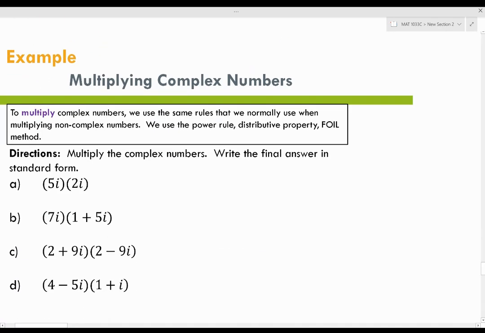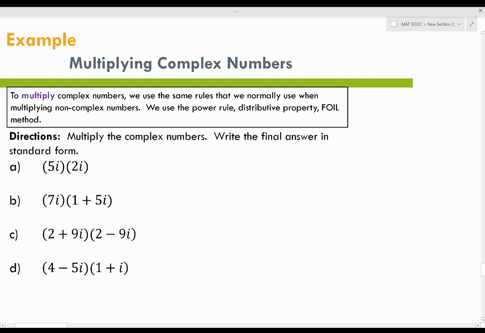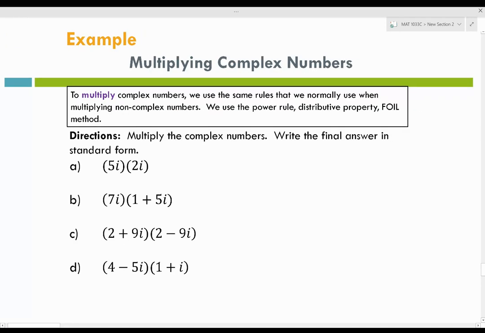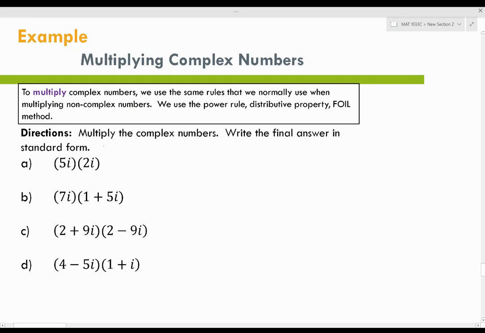Our next operation for complex numbers that we're going to do is multiply. Okay, so the rule for multiplication says to multiply complex numbers, we use the same rules that we normally use when multiplying non-complex numbers. We use the power rule, distributive property, and FOIL method. Okay, so they want us to multiply the complex numbers and then to write our final answer in standard form. So remember, your standard form is a plus bi. Okay, so let's do the first one.